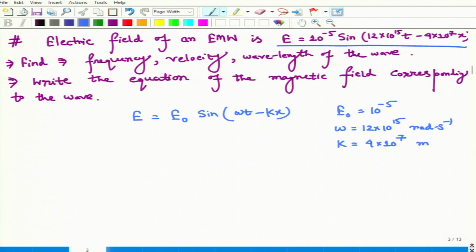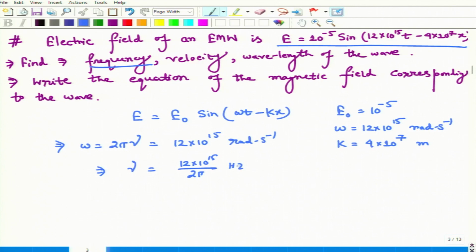So now that omega is there, we have to find the frequency. What is the relation between frequency and angular frequency? We know that omega is equal to 2 pi nu, where nu is the frequency and omega is the angular frequency. So omega is 12 into 10 to the power 15 radian per second. So nu should be 12 into 10 to the power 15 divided by 2 pi hertz. If we calculate it, we obtain 1.9 into 10 to the power 15 hertz. So that is its frequency. Now, what is the velocity?